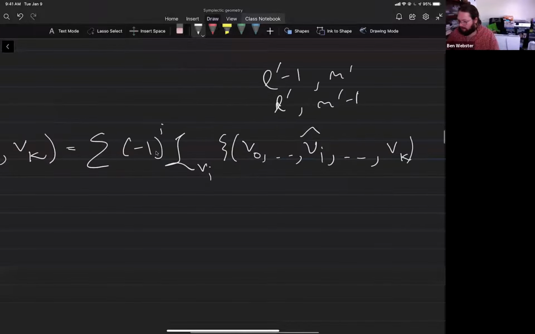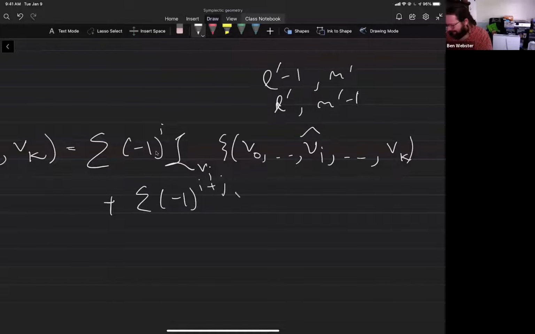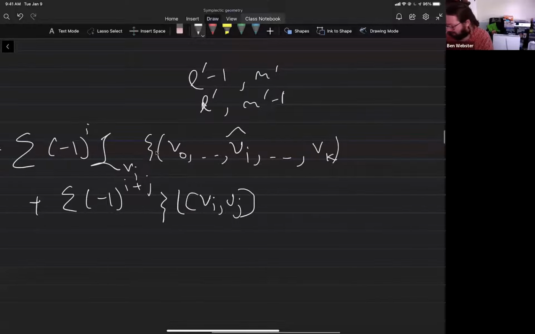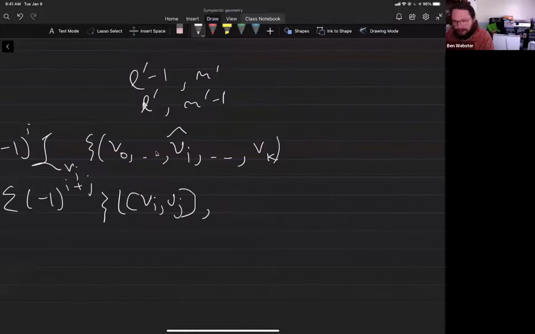Right. But then there's another part of the formula, which is the sum of minus 1 to the i plus j, and I can't do this from memory. Probably if I really thought hard about the Koszul sign rule, I could get this right. I take the Lie bracket of these two. So I have to be using an actual vector field here for this to make sense, but I take the Lie bracket of these vector fields and I take V_0 and I exclude both of these.